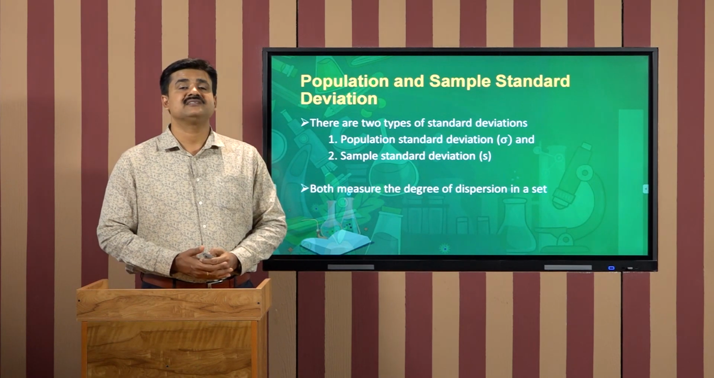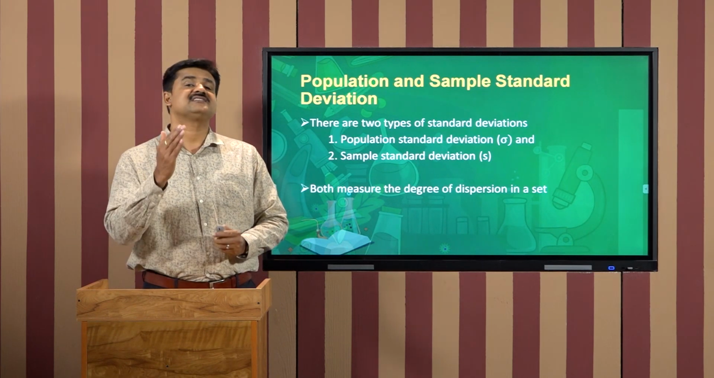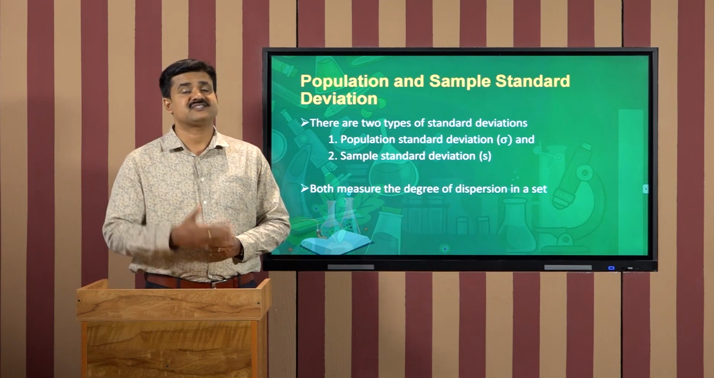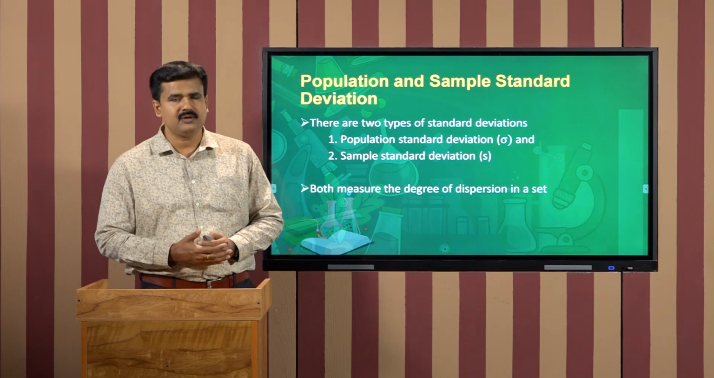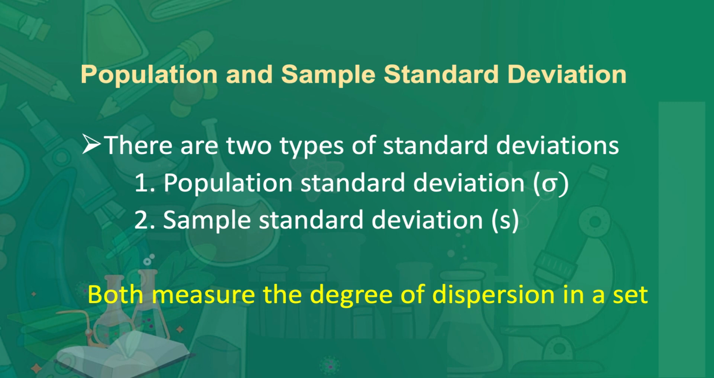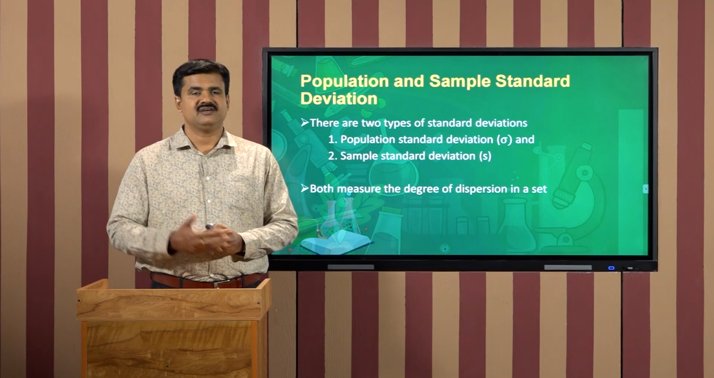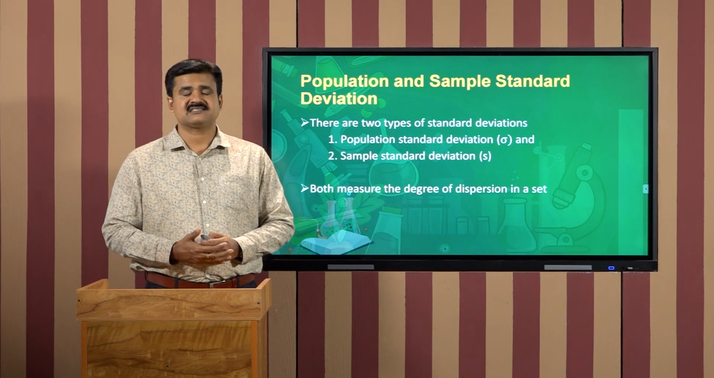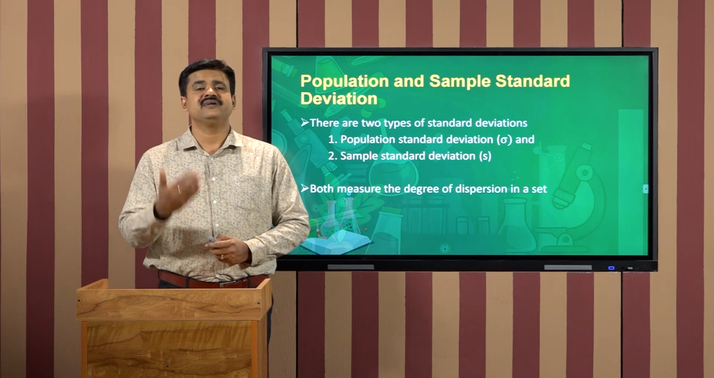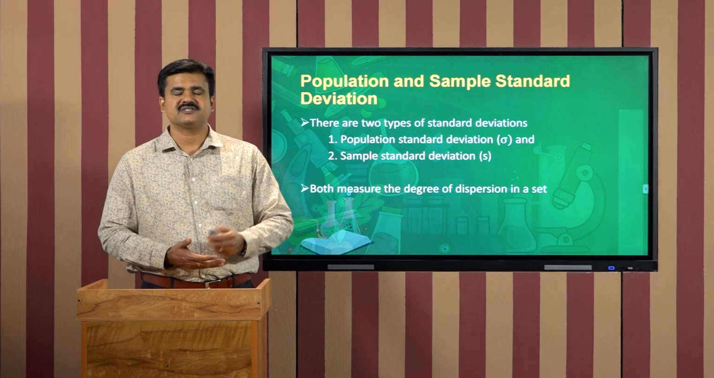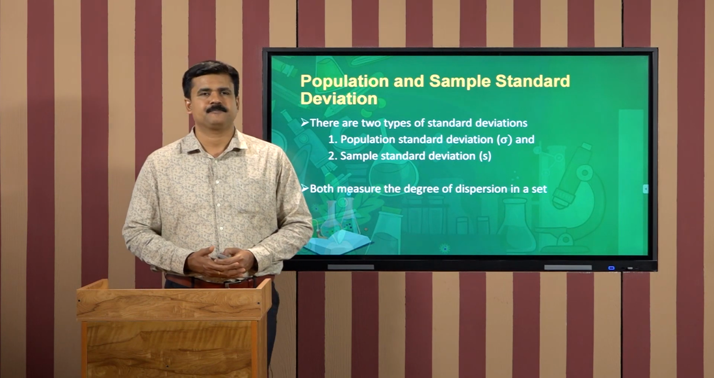Population and sample standard deviation. You just heard about these two types of standard deviations in the previous module, and there are two important categories of standard deviations: the first one, population standard deviation sigma, and sample standard deviation abbreviated as S. However, both of these types of standard deviation measure the degree of dispersion in a set of data.